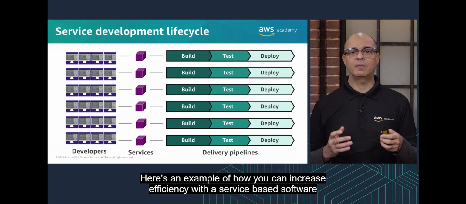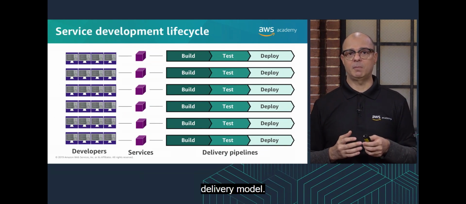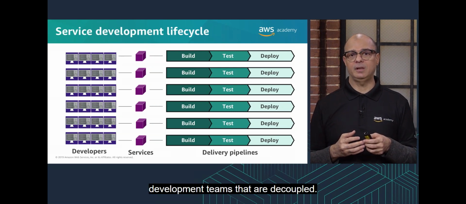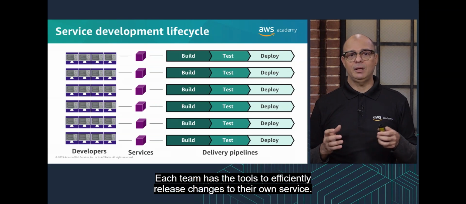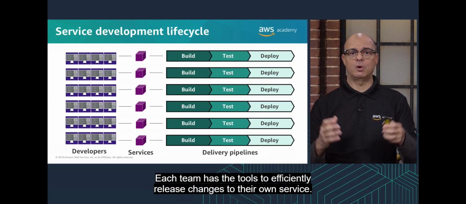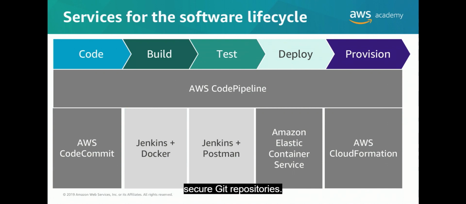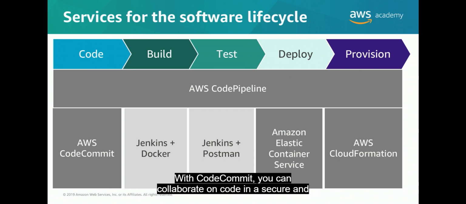Here's an example of how you can increase efficiency with a service-based software delivery model. Every service has an independent delivery pipeline with service-based application development teams that are decoupled. Each team has the tools to efficiently release changes to their own service. AWS CodeCommit is a fully managed source control service that hosts secure Git repositories. With CodeCommit, you can collaborate on code in a secure and highly scalable ecosystem. CodeCommit reduces the need to operate your own source control system or worry about scaling its infrastructure. You can securely store assets from source code to binaries, and it works seamlessly with your existing Git tools.